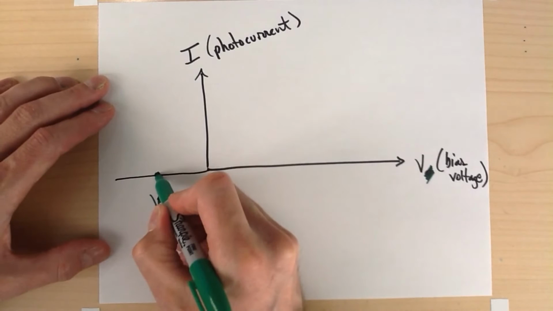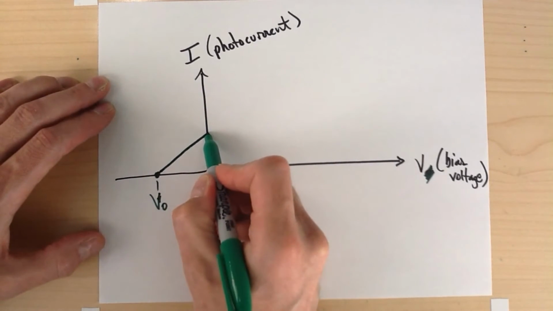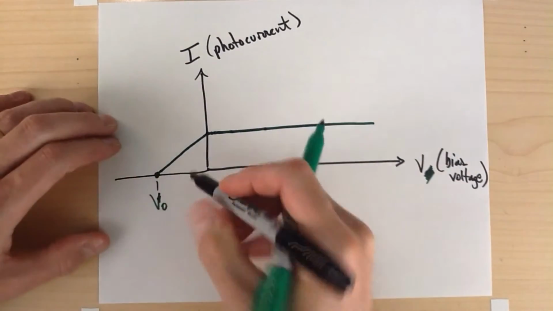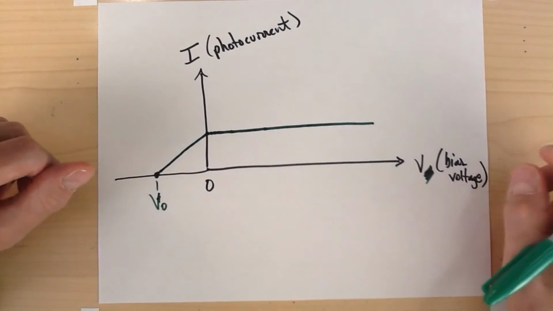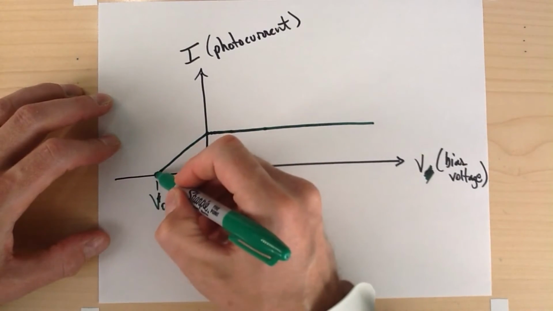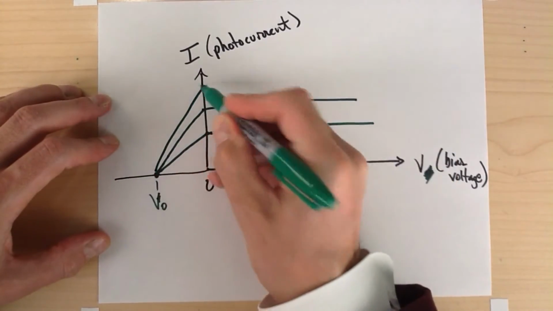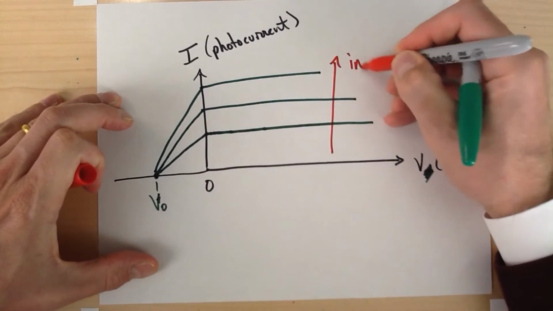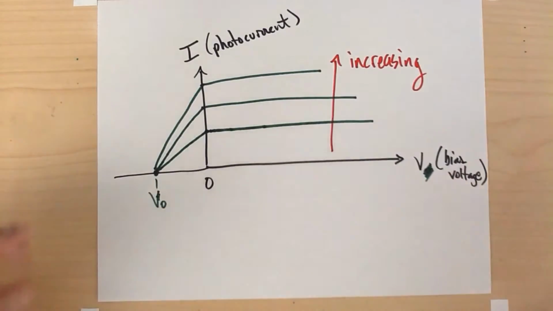And then as we increase the voltage, it goes up, up, up, up, up. And then at some point, which is the 0 voltage, the current does not increase anymore. And if we have more light, then this slope gets higher. All right, so this is what happens for increasing light intensity.